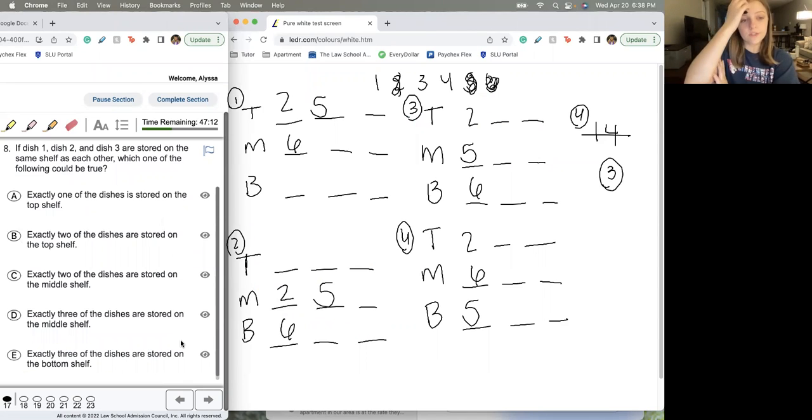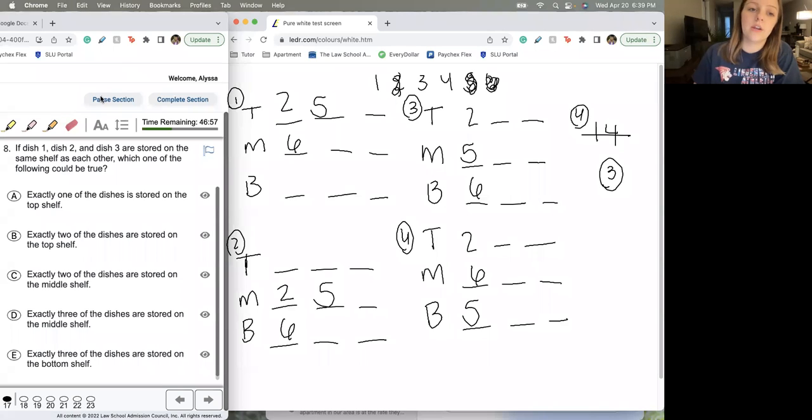Next one says, if dish 1 and dish 2 and dish 3 are stored on the same shelf as each other, which one of the following could be true? So again, it's giving me an if question. It's restricting me to when 1, 2, and 3 are on the same shelf as one another.